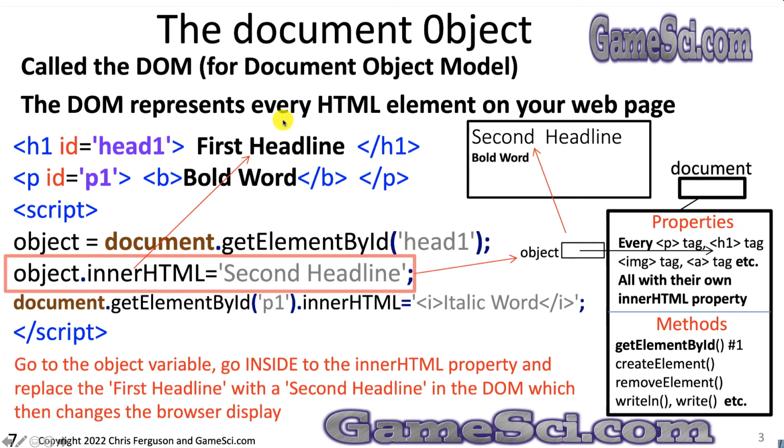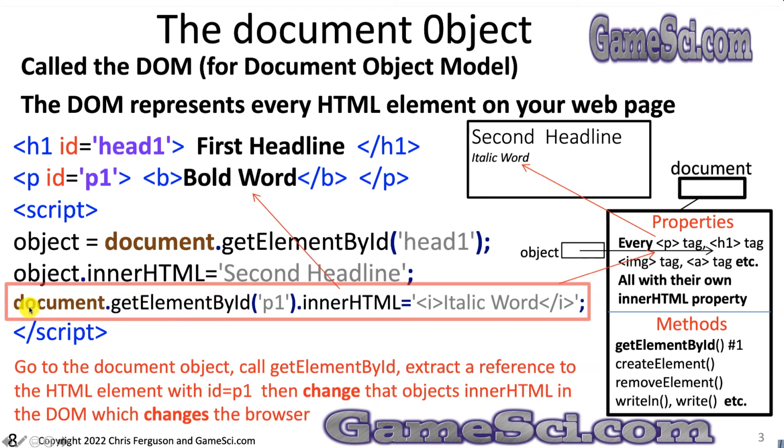Now the original headline read first headline. What I did is I changed the code that was in between the H1 tags to now display second headline. We literally went inside the object to the inner HTML property. We replaced the first headline with the second headline in the DOM, which then changes the browser display. If you change any object within the DOM, you change what's viewed on the web page.